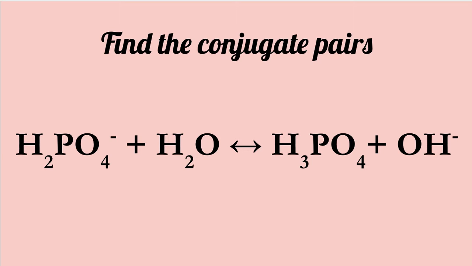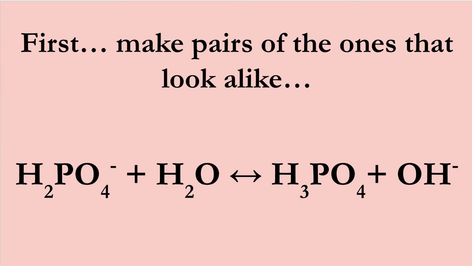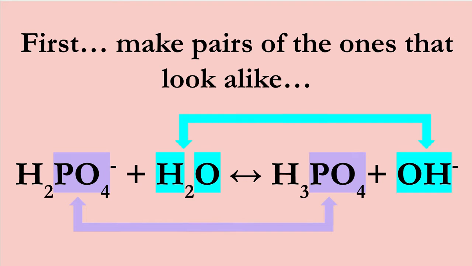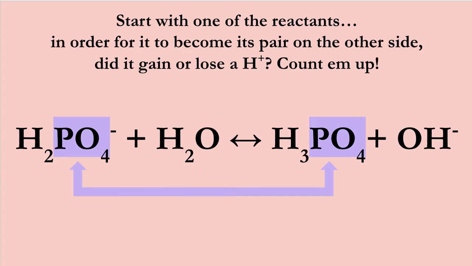All right, find the conjugate pairs. The way that you start these is by pairing up the ones that look alike, right? So I look and I see that PO4, I recognize that in one of the reactants and one of the products. And then the other two are paired because there's nothing else to pair up. So start with one of the reactants. You're not looking at everything all at the same time, you're just looking at one thing. So let's start with H2PO4.